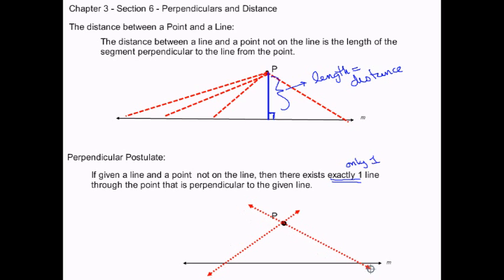We can have them from all over the place, and as long as they're not parallel, they'll go through the line. But only one line will exist that will go through that point and will be perpendicular to the line. None of these red lines count. It's only the perpendiculars that we're looking at. So you may need to pause the video to write this down at this point. Otherwise, we'll move on.